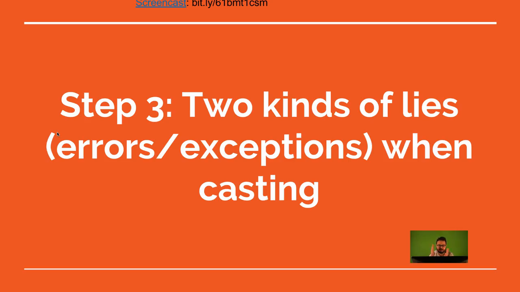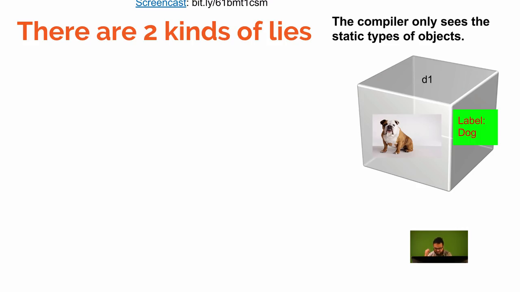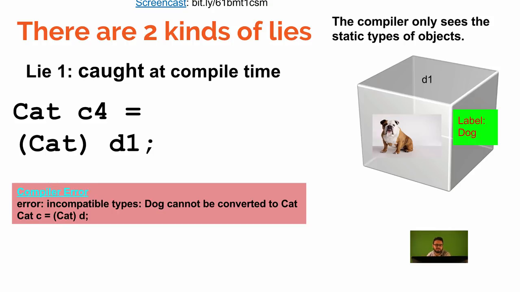And so now we get into the whole thing about errors and exceptions. So let's talk about that. There are two kinds of lies. Let's see what they are. The first kind of lie is the one that's simply caught at compile time. So let's take a look at this. Now I create a box called C4. I label it cat. And then I tell the compiler, hey, compiler, trust me that inside D1 there's a cat.